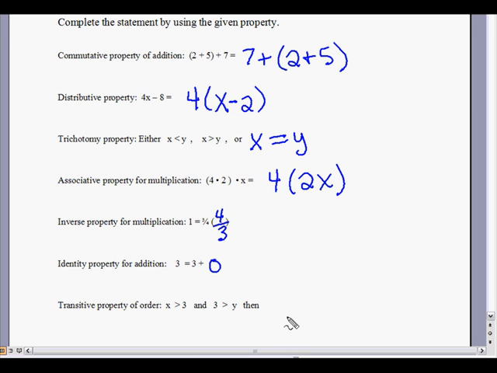And the transitive property. This isn't one I've mentioned yet, but the transitive property says it transfers the information. If you note that x is larger than 3 and that 3 is larger than y, then it stands to reason that x has to be larger than y.